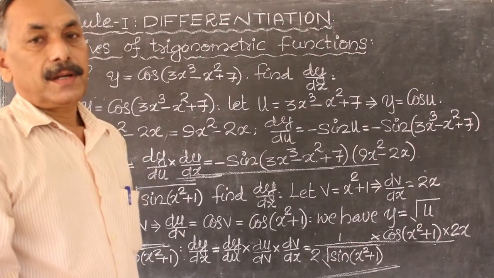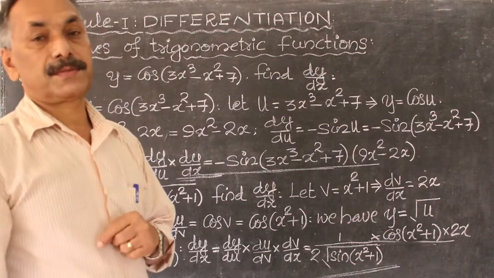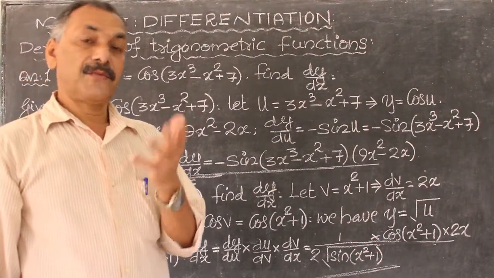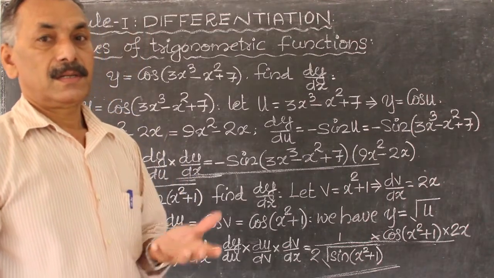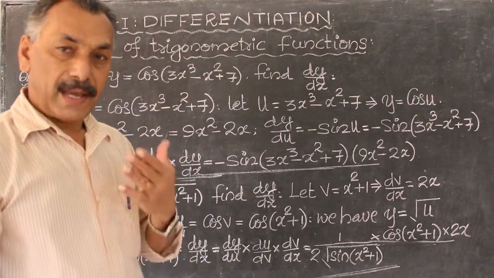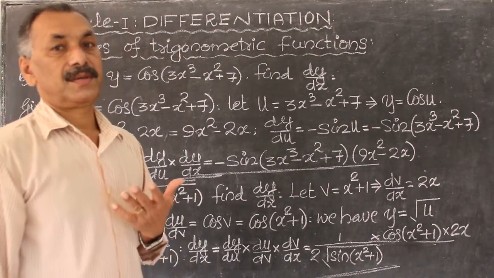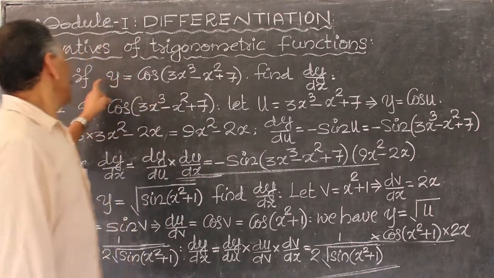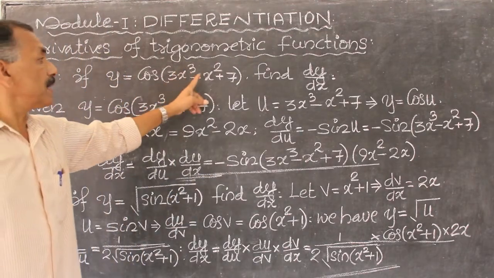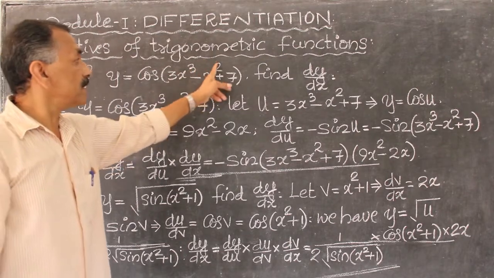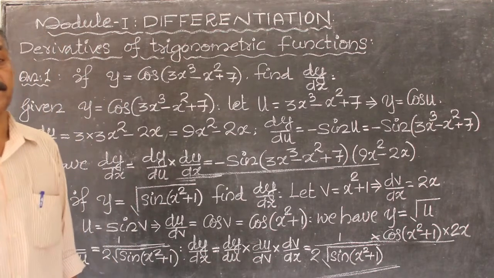Using the derivatives of trigonometric functions, consider certain problems in which the function of a function rule is also applicable. The function of a function rule and the derivatives of trigonometric functions. Consider, if y is equal to cos of 3x square minus 3x cube minus x square plus 7, find dy by dx. Okay.